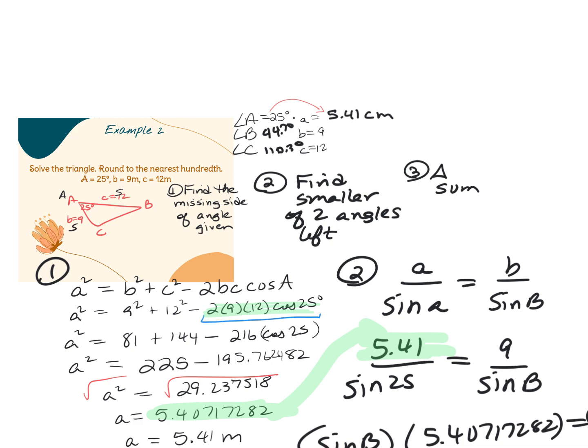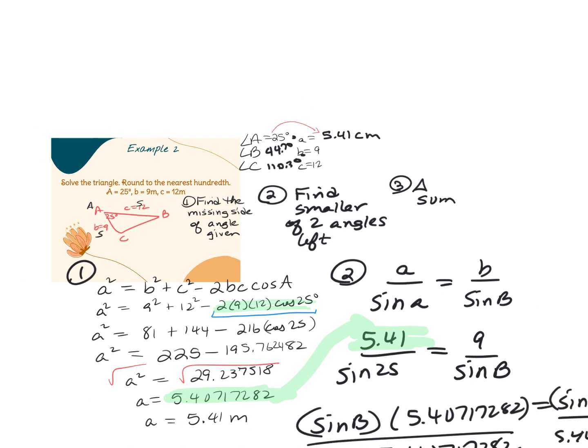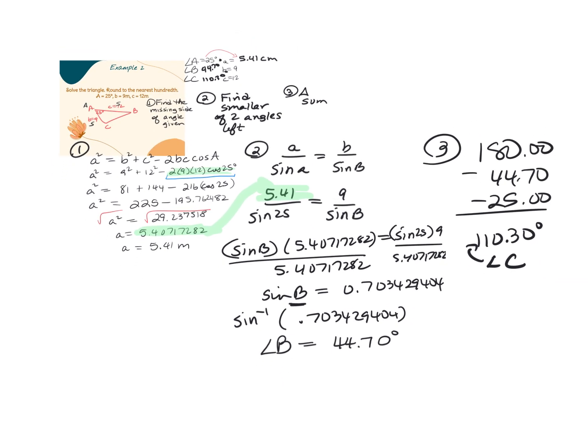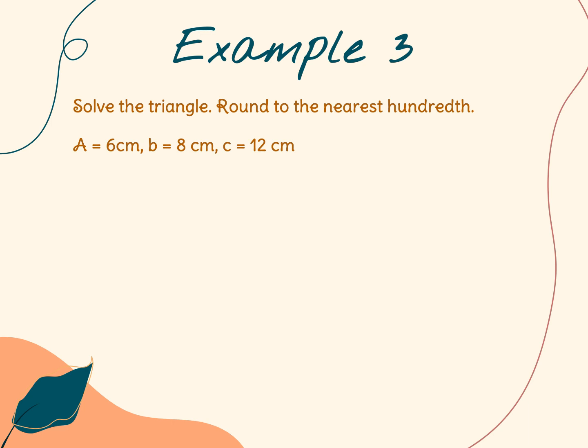And then always remember to put the degree symbol so you know you're not dealing with radians. So that's example 2. So example 3, notice this time, these are all centimeters, so these are all side lengths. So this is the side, side, side scenario. So let's write down the steps we need to follow.